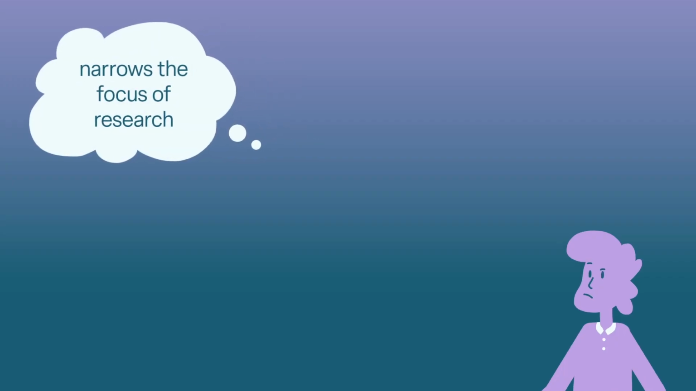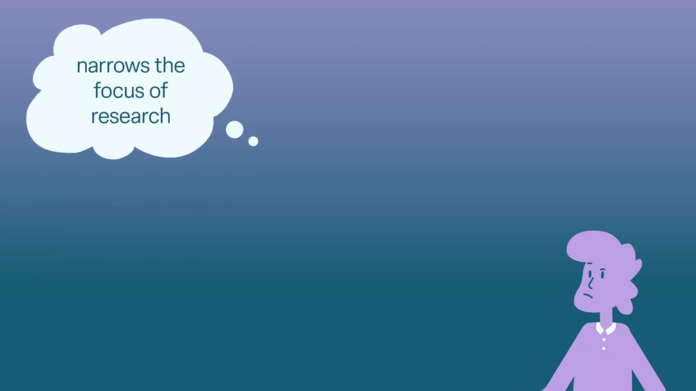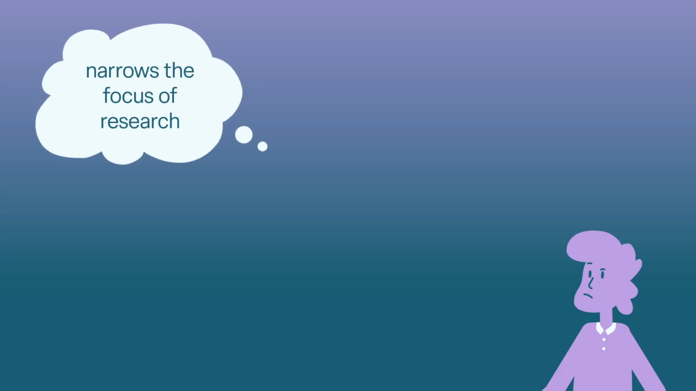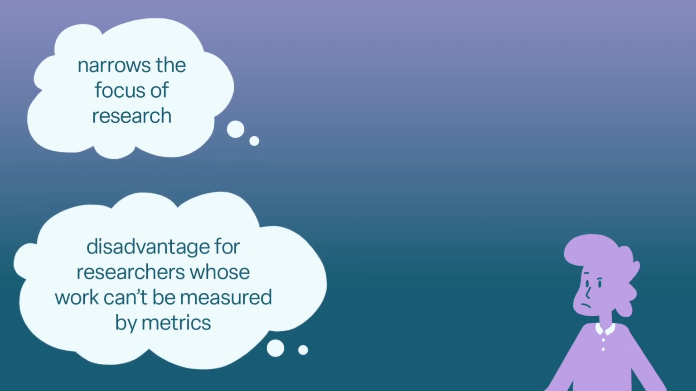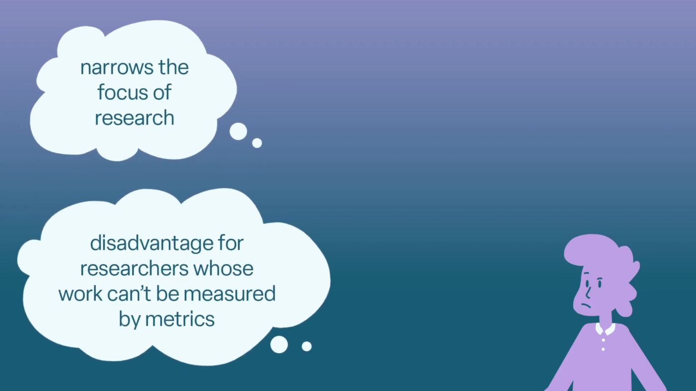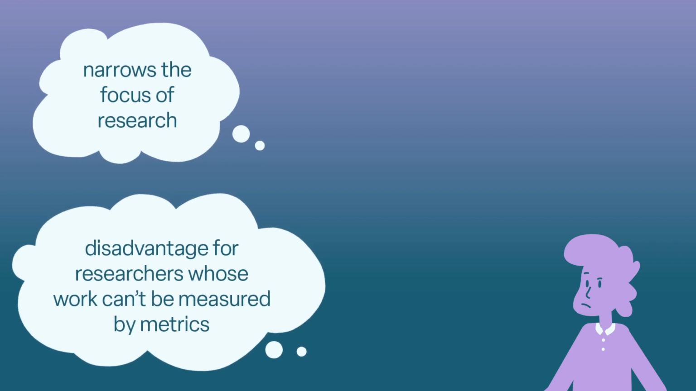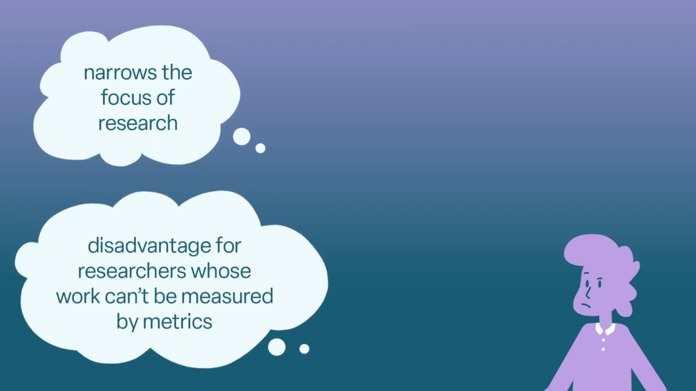In addition, over-reliance on these limited metrics has led to several problems. First, it narrows the focus of research, encouraging researchers to prioritize publishing in high-impact journals over other important work, such as teaching, mentoring, or public engagement. Second, it disadvantages researchers whose work is not easily measured by outcome metrics, such as those in fields with different publishing practices, or researchers whose contributions are in other areas like software development or data sharing.